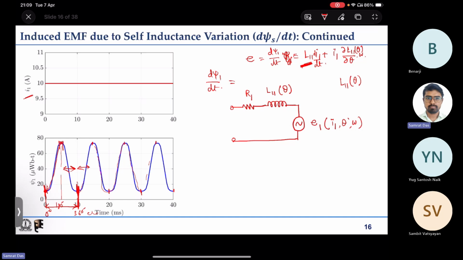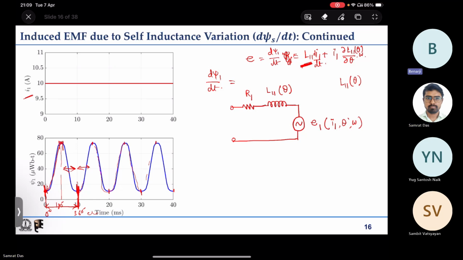So how to solve this? Suppose you want to solve a simple RL circuit. We'll come back to it at this point of time. Is there any question when we are going to the modeling part?